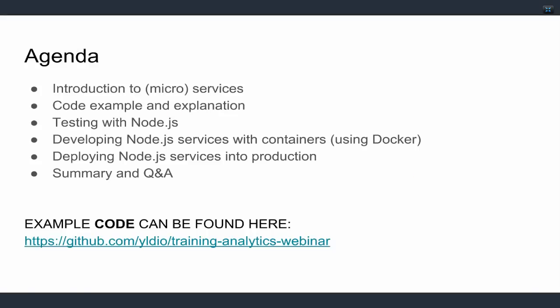In the beginning, I'm going to give a brief introduction to microservices and what services are. I'm going to explain the example that we created. It's quite an analytics application structure, and how to test it with Node.js, and then I'll pass to Daniel, who is going to talk about how to develop it with Docker and how to deploy it using Cloud 66.